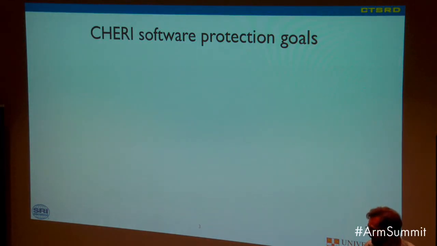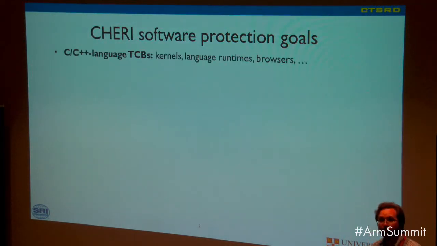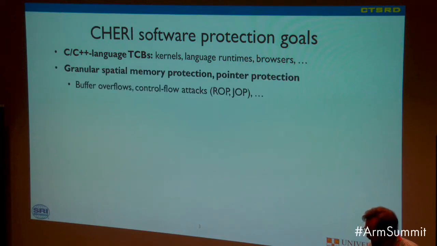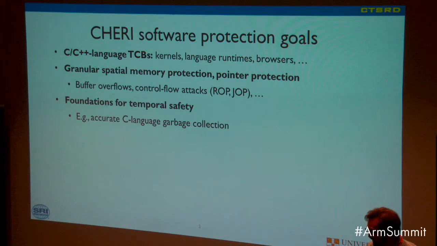So maybe we should visit the high-level CHERI software protection goals. We're interested in protecting C and C++ trusted computing bases, or TCBs. These are the low-level software packages under which managed languages and higher-level applications run, whether it is your operating system kernel, your language runtime for Java or JavaScript, your web browser, and so on. On the whole, in this talk, I'm going to be talking about spatial memory protection and pointer integrity protection. These are the kinds of protections that prevent the successful exploitation of buffer overflows and control-flow exploit techniques and so on in C language stacks. But we do some other things too.